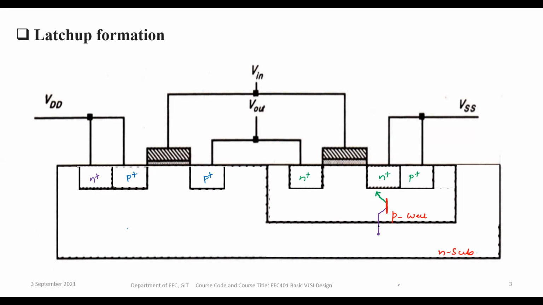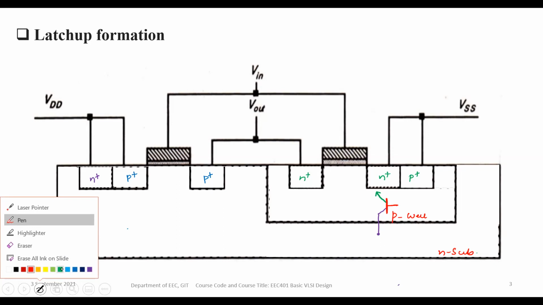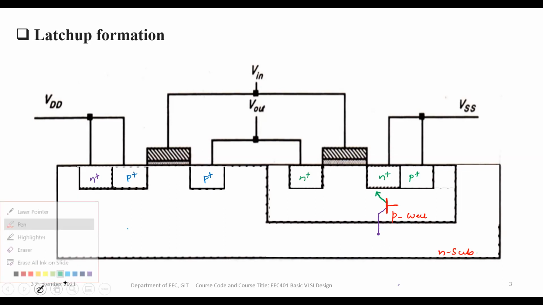Because this structure shows this kind of parasitic device developed within the CMOS device, and of course, there is a resistance formed for the P well also. So therefore, another device formed here is a resistor.